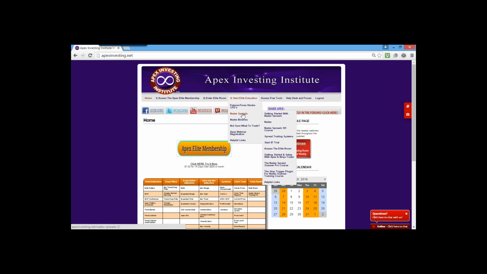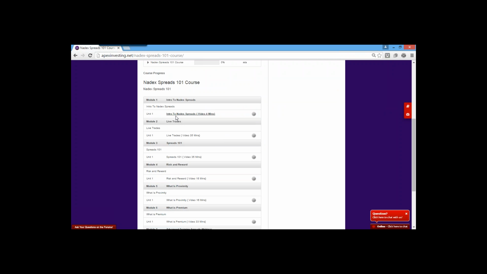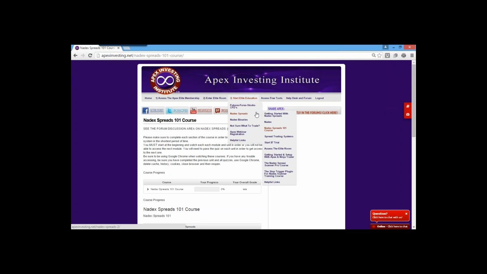You literally can click on the spreads right here and hop right into a quick getting started video, opening accounts with Nadex. Nadex Spreads 101, a complete step-by-step training course where I literally go through an introduction to Nadex, some live trades, what are spreads, how do they work, risk and reward, everything you would need to know about trading spreads. And then it goes right into some different spread trading systems, which I'll reference a couple of these tonight real quick.